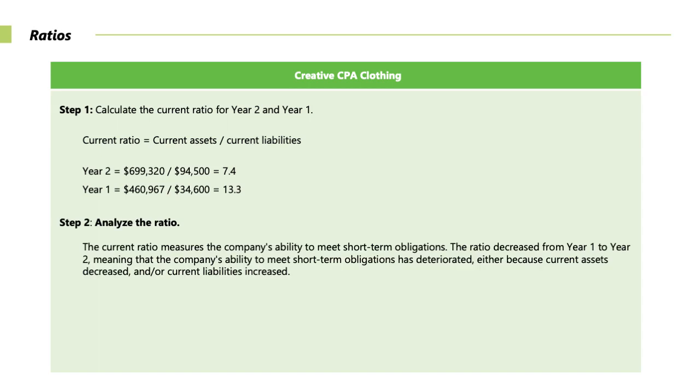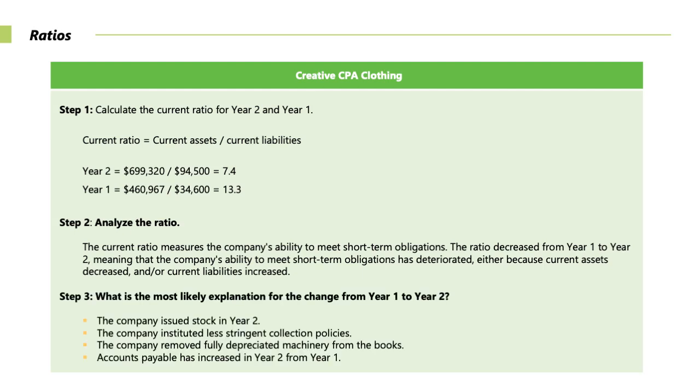An analysis, the current ratio measures your ability to make and pay your current bills. The ratio decreased from $13 for every $1 down to $7. All right, meaning that the company's ability to meet short-term obligations did deteriorate, either because current assets decreased or current liabilities increased. Moving on. What is the most likely explanation?